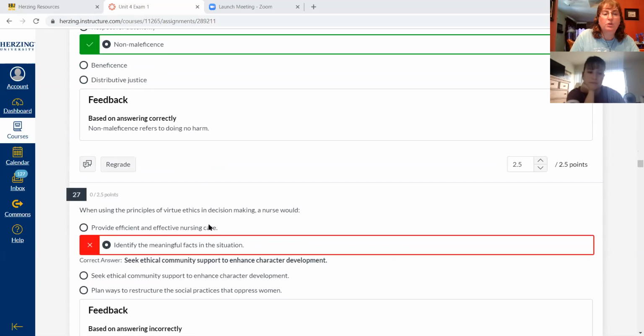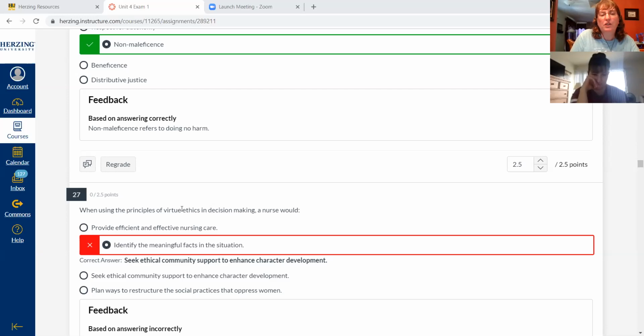Okay. When using the principles of virtue ethics and decision-making, a nurse would... You're supposed to say, seek ethical community support to enhance character development. I feel like that was just a weird question. Yeah, it is kind of weird.